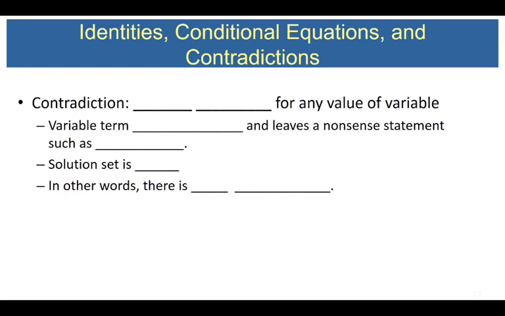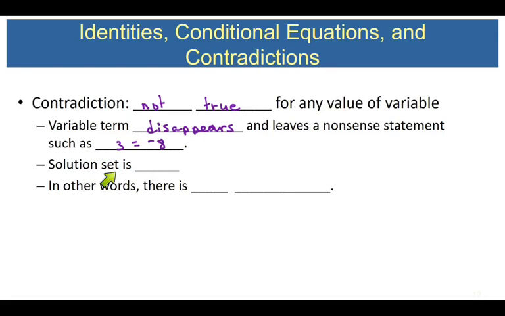Okay, now let's talk about contradictions. A contradiction is not true for any value of the variable. When you're solving a contradiction, the variable term disappears, but this time it leaves a nonsense statement like 3 equals negative 8, or something else not true. It might say 10 equals 20, not true. So in this case, there is no value of x that can make both sides the same.